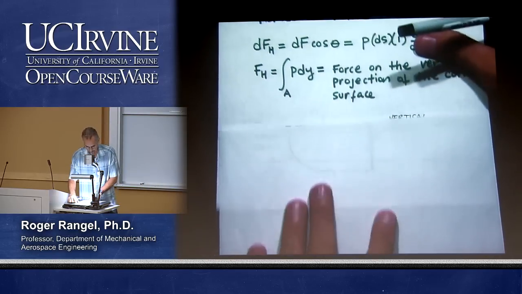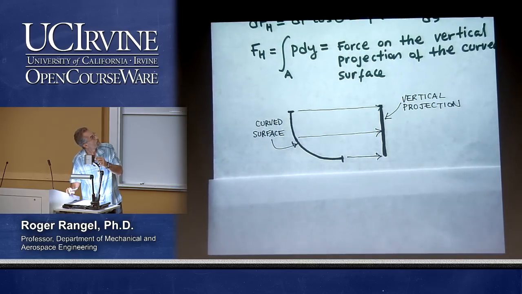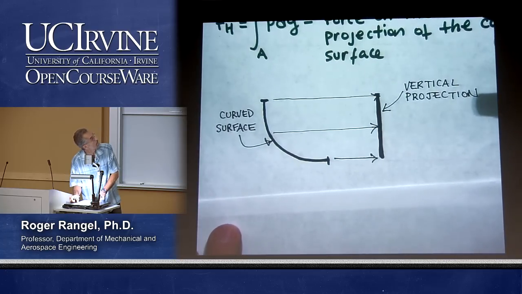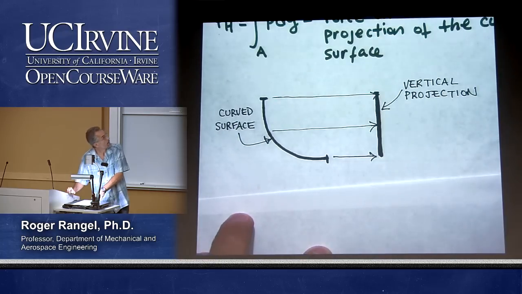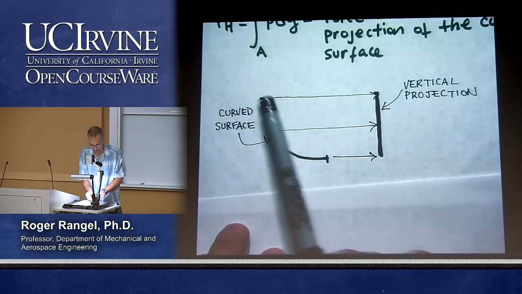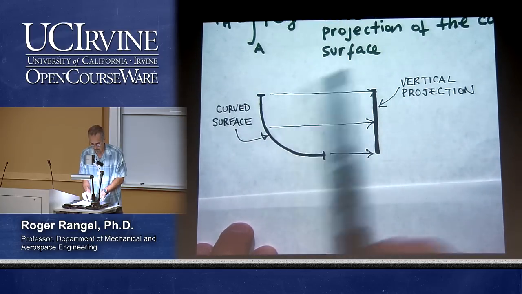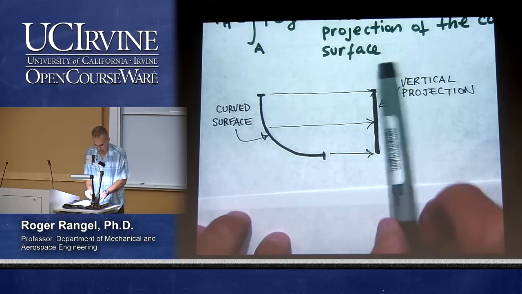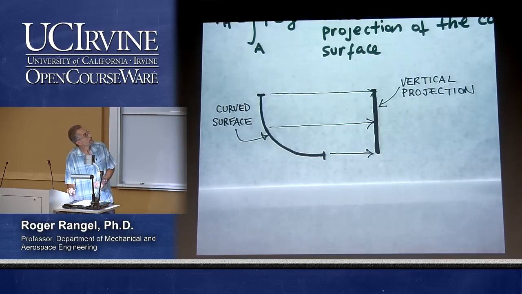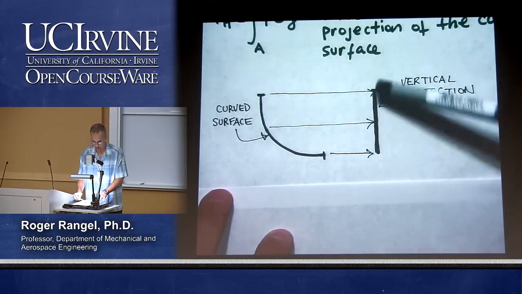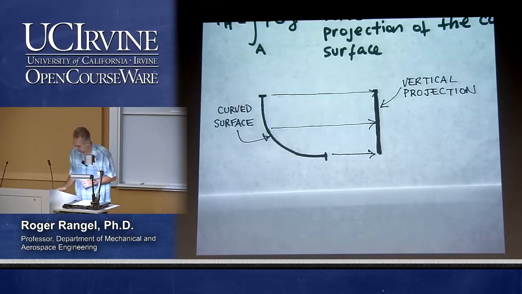This is illustrated in this figure. So there is my curved surface that I am computing the force on, and the result that I obtained just above is telling me that to find the horizontal component of the force, all I need to do is project this curved surface onto a vertical plane. So if I make a projection of this curved surface on a vertical plane, I get this so-called vertical projection. So to find the horizontal component of the force, all I need to do is find the force that would act on such a vertical surface.